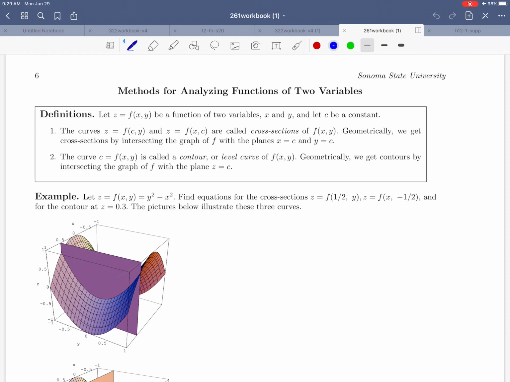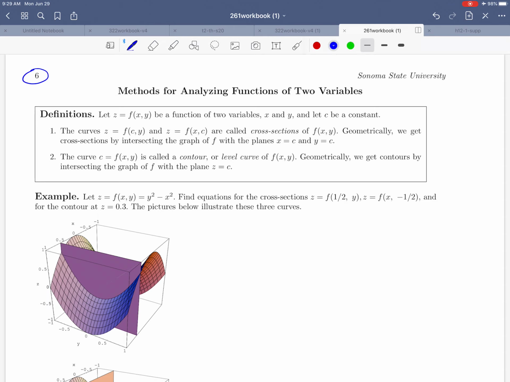Hello everybody, and welcome to page 6 of the workbook, continuing with sections 12.1 to 12.3. We're going to talk on this page a little bit about some methods for analyzing functions of two variables. That's the type of function that we'll be studying most often in this course. All right, so we've got a couple of definitions to lead us off here.